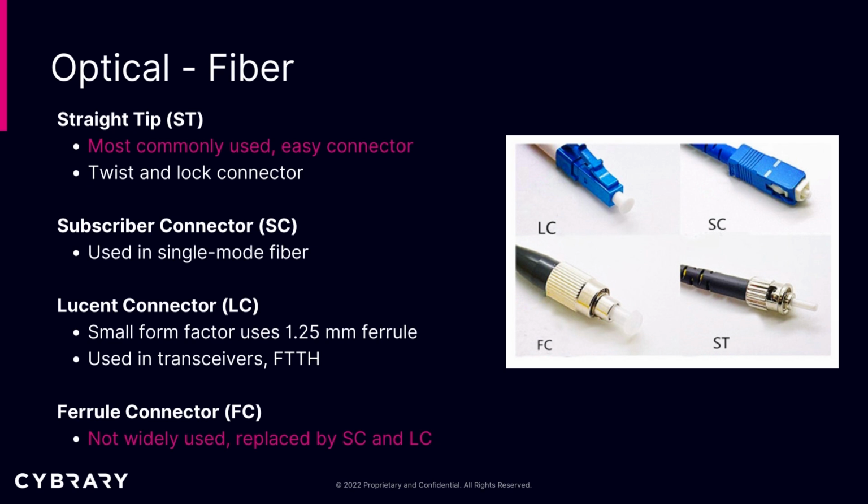Next, you have the LC, and this is a small form factor. It's a Lucent connector, LC, that uses 1.25 millimeter ferrules. And this is used in transceivers and fiber to the home. You'll see this a lot in smaller devices like transceivers and so forth. And finally, you have the FC or the ferrule connector, which is not really used widely today. You still may come across it. It was replaced by the SC and the LC.